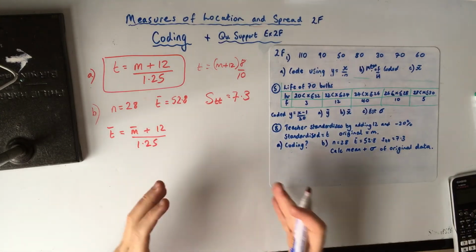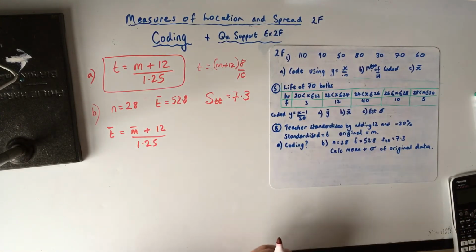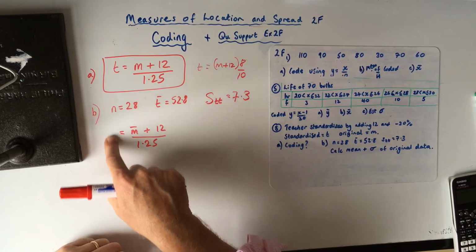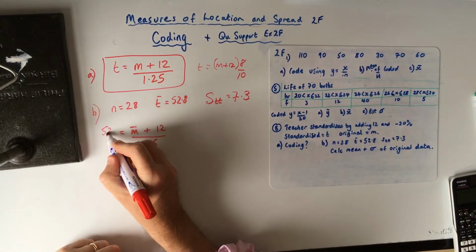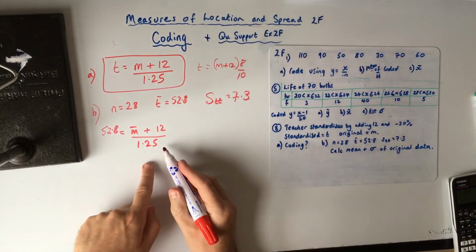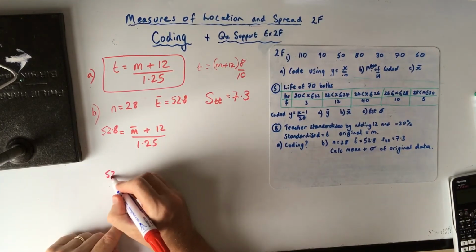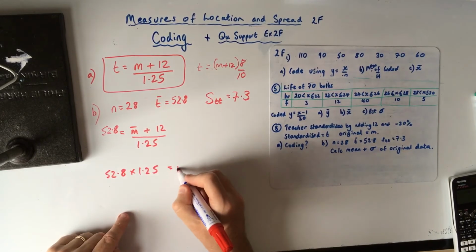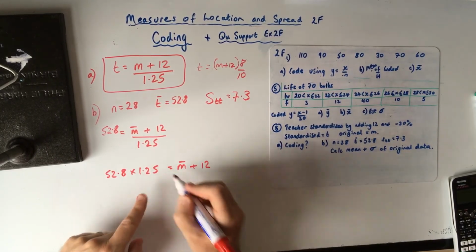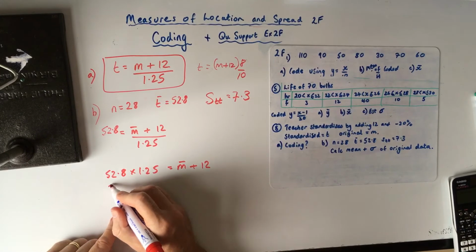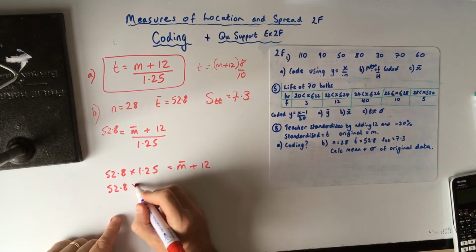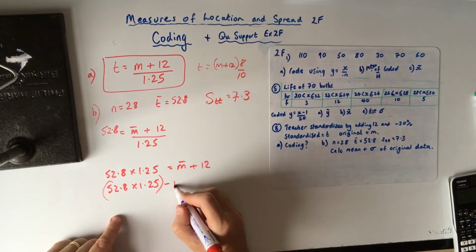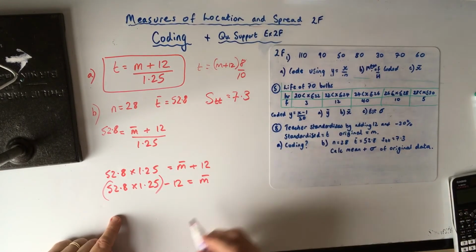So whatever we do to that data, it does exactly the same to the mean. So if we want to replace that mean, we know that that is 52.8. We've got to times both sides by 1.25, and then take 12 off both sides. So 52.8 times 1.25, and then we've got to take off 12. And that is our mean.